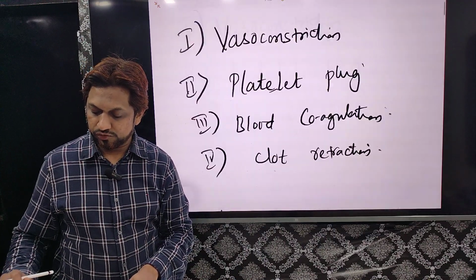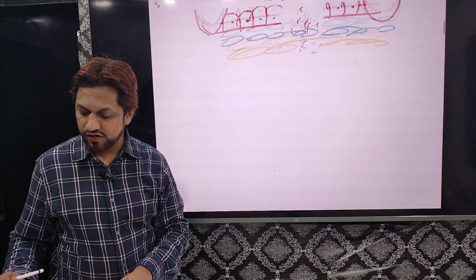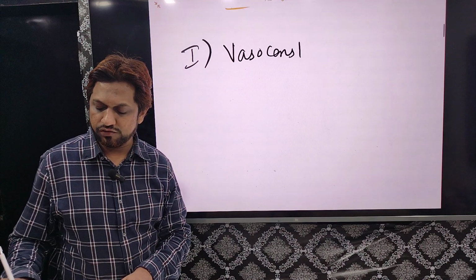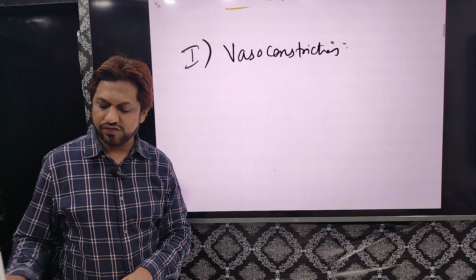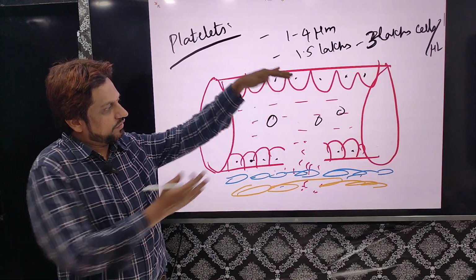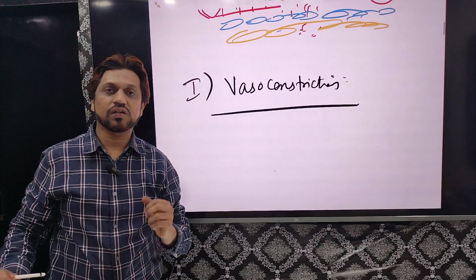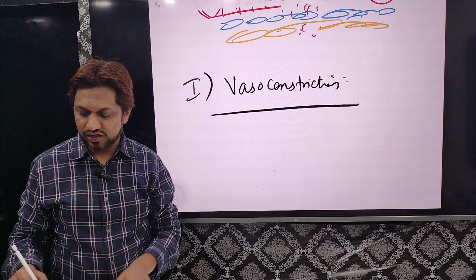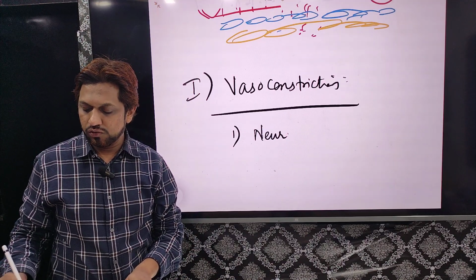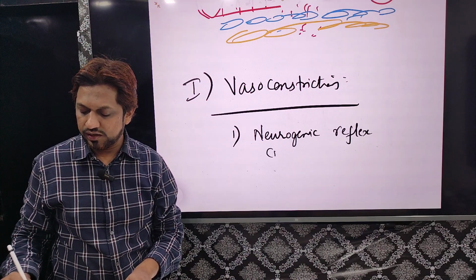Now whenever there is an injury, what are the processes that take place? In hemostasis, the first step, as I already described, is vasoconstriction. Now what is vasoconstriction? Simply there is a constriction of the blood vessel, meaning the diameter of the blood vessel will decrease. Now why does this vasoconstriction occur? What are the factors responsible for this? It can be due to a neurogenic reflex, or nervous reflex.